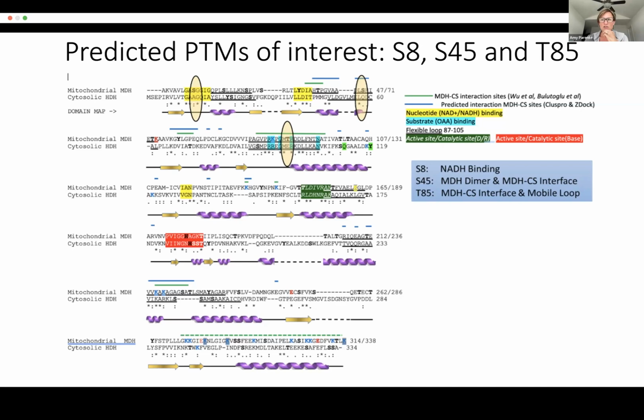So I'm going to turn it over now to Celeste, who's going to talk about, if these are post-translational modifications of interest, how might we study these in a very directed way in our lab? I'm going to stop sharing here and I'll let Celeste take over. Thank you.